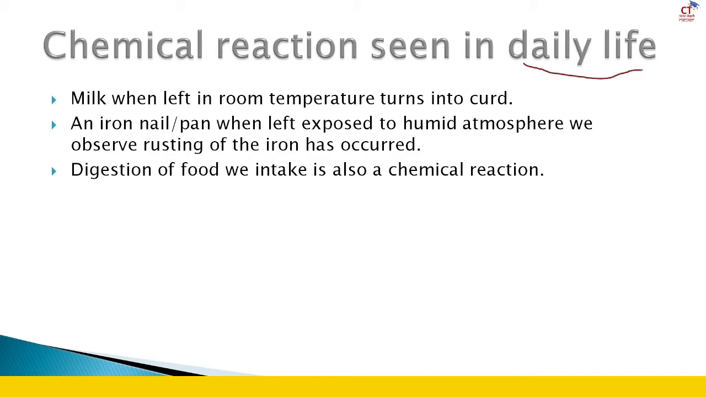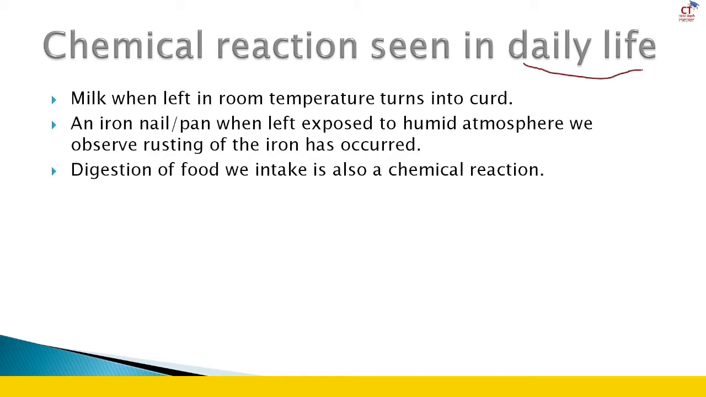Similarly, if we leave an iron pan or nail exposed to a humid atmosphere, we observe that rusting of the iron has occurred, and this is due to a process known as oxidation reaction, which again we will be studying in the further slides. And a type of chemical reaction that occurs every day in our body is the digestion of food. That is, the food we eat is getting digested by enzymatic activities. This also falls under a chemical reaction.